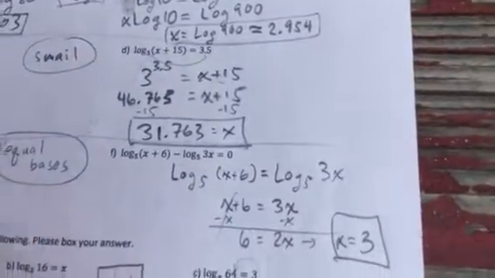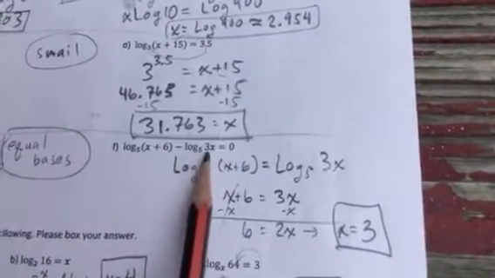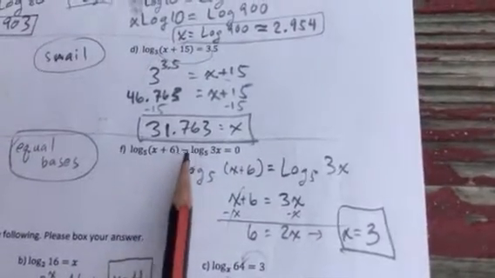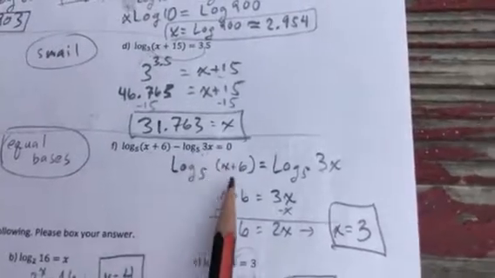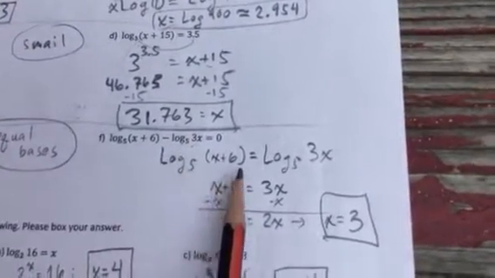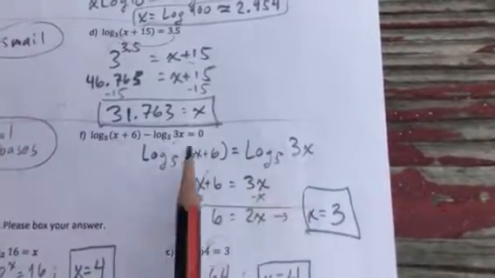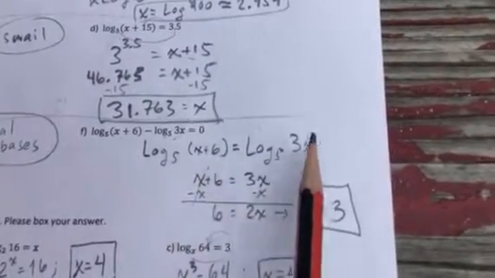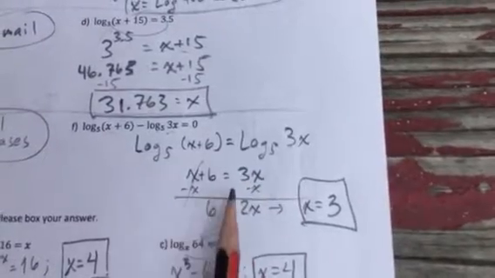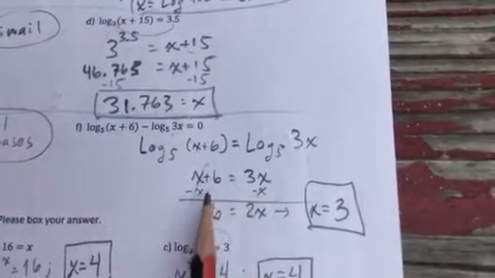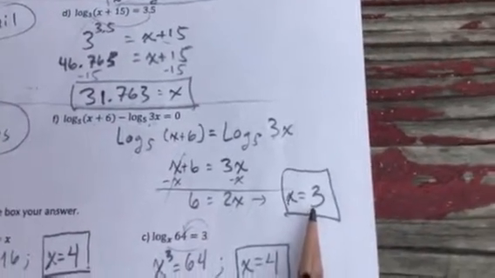Over here, we're subtracting two things, and the result of that is 0. That must mean that these two things are equal to each other. That's the only way you can subtract them and have it equal 0. So I write the equation this way: log base 5 of x plus 6 equals log base 5 of 3x. Well, if those two things are equal, that must mean that x plus 6 and 3x are equal. It's the only way that works. So x plus 6 equals 3x. I'm going to subtract x from both sides, leaving the 6 equals 2x, so x equals 3.